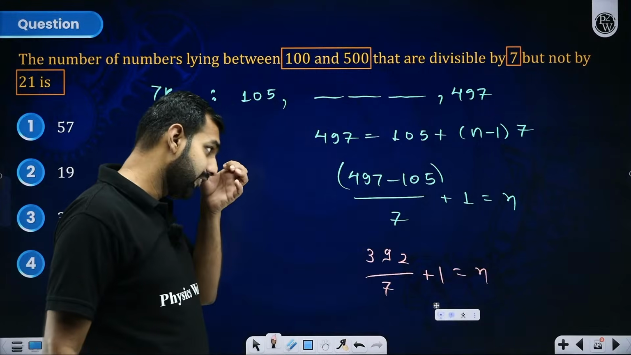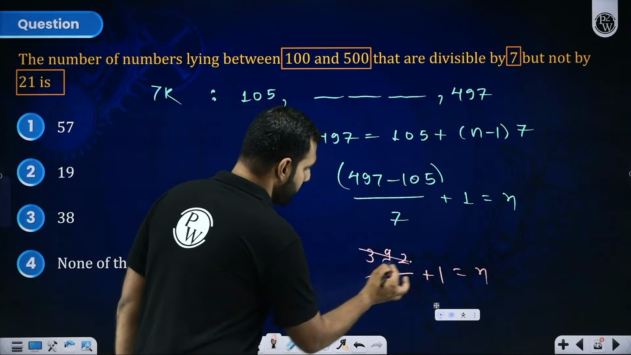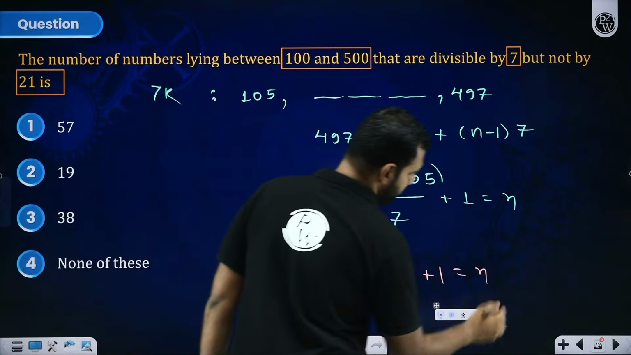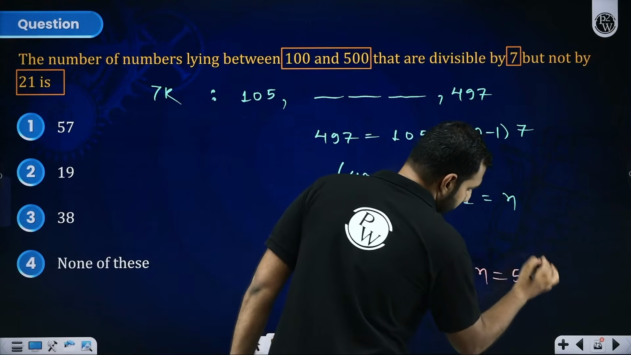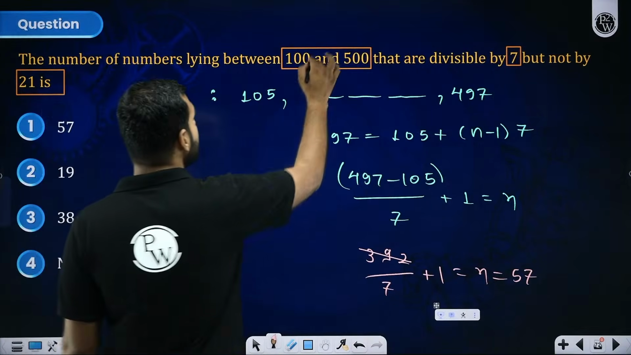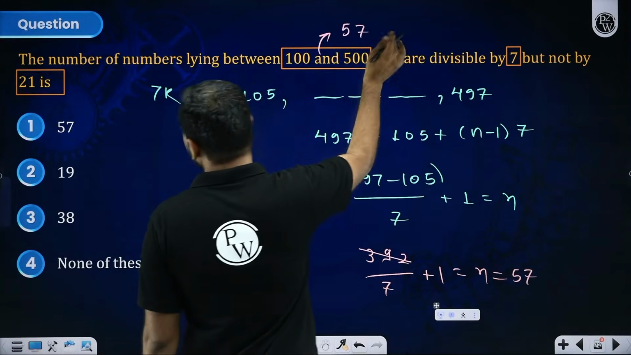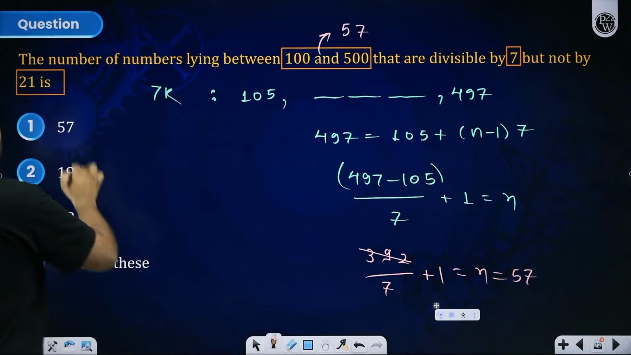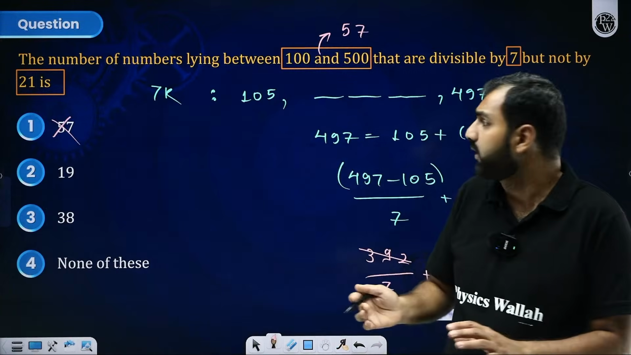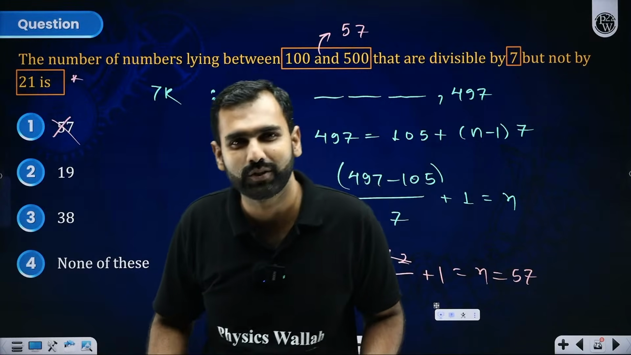So this, if I divide it by 7, 7 into 5 is 35. So this is 35. The remainder is 4. Then this is 6. So 56 plus 1, that is 57. What does this 57 imply? 57 would mean here that between 100 and 500, the numbers which are divisible by 7 are 57. My answer could have been 57, but unfortunately, there will be some numbers between 100 and 500 which will be divisible by 21. Those numbers I'm supposed to exclude.